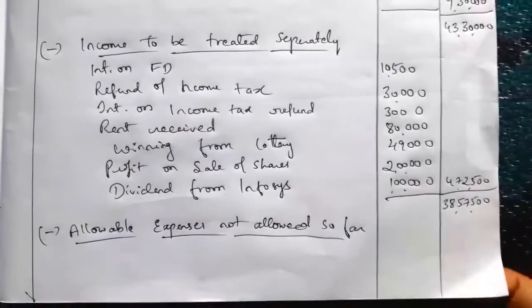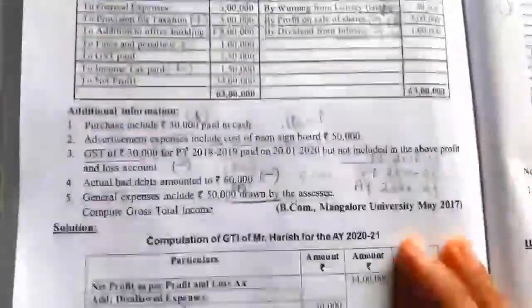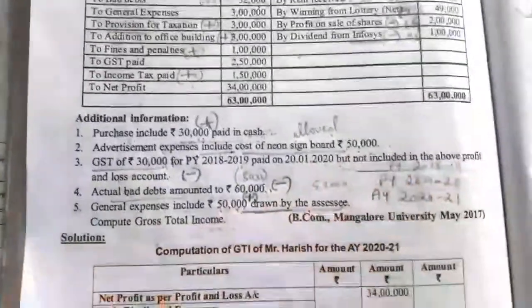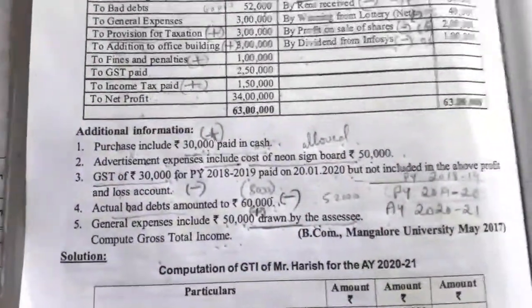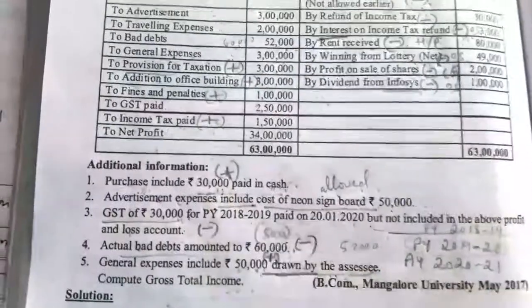Next, we have to take the allowable expenses not allowed so far. Debit side items over, credit side items over. In the additional information we will see whether there are any allowable expenses which are not recorded in the above profit and loss account.